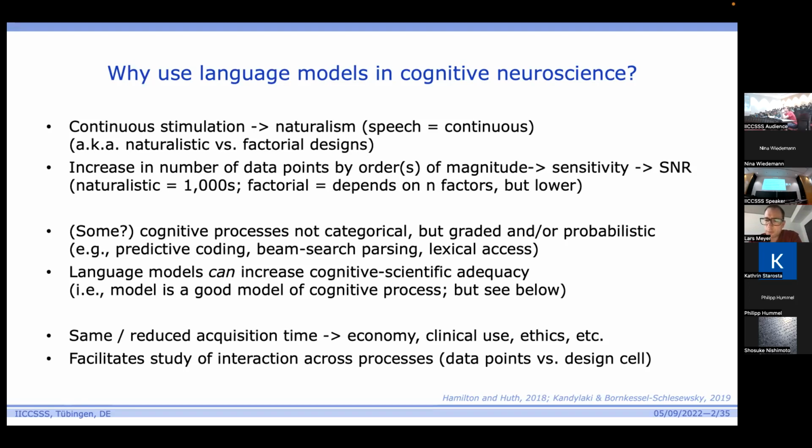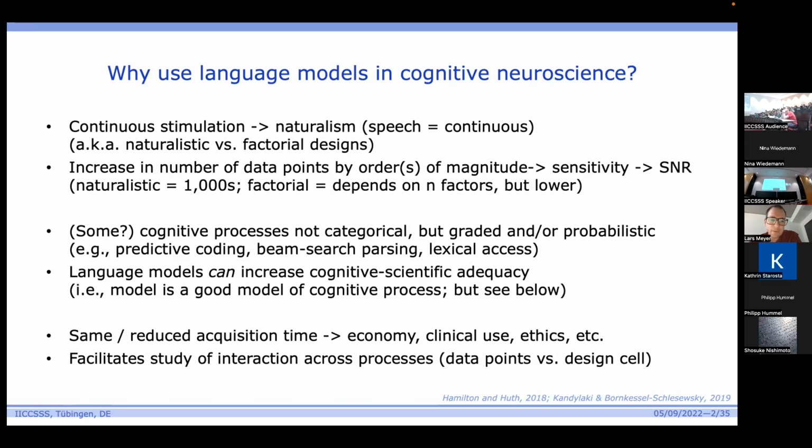So when you're running a lab, you always want to save money, and an hour of testing costs more money than half an hour of testing. And then think about clinical environments where you have, say, a patient who has limited attention, or a patient who has a psychological disorder or something like that. And it's not ethical to keep them in the lab for too long. So you want to have short acquisition time.